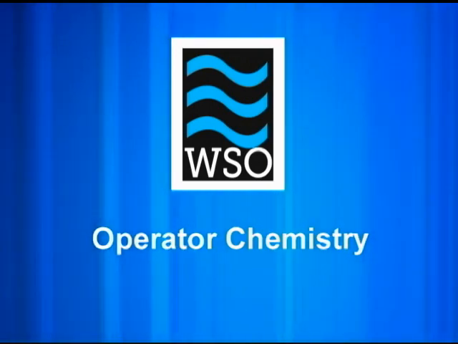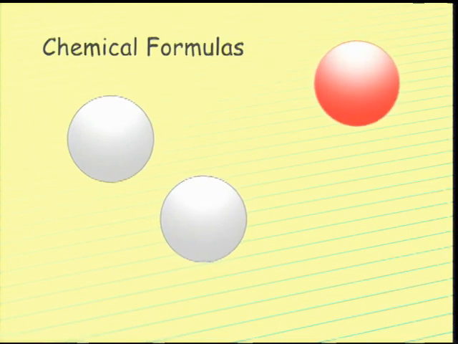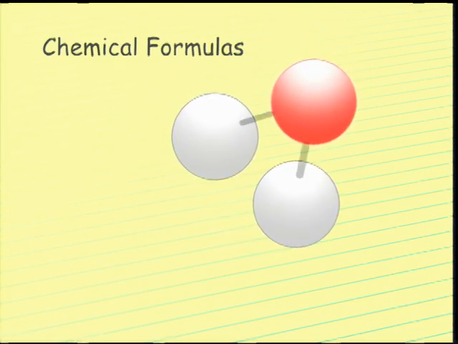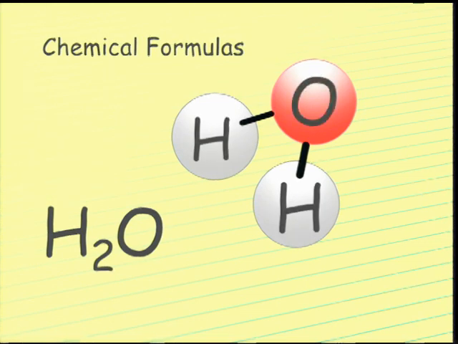As molecules are formed, we identify them as chemical formulas. The formula is a shorthand way of writing what elements are present in a molecule or a compound and how many atoms of each element are present. Water, or H2O, has 2 hydrogen atoms and 1 oxygen atom.